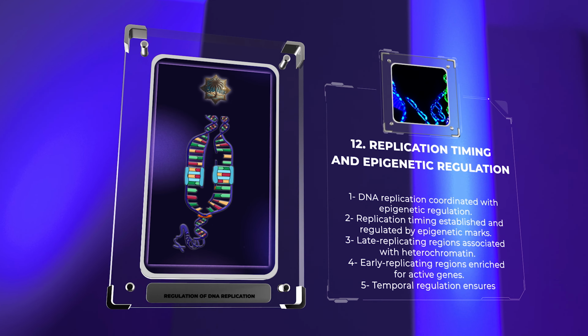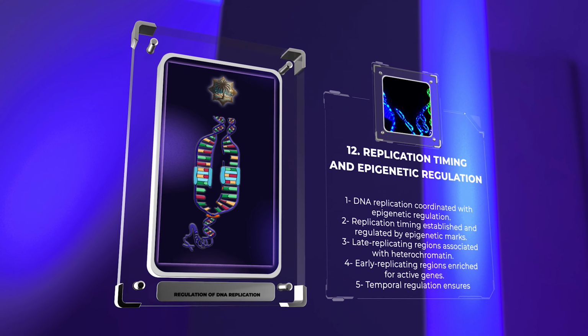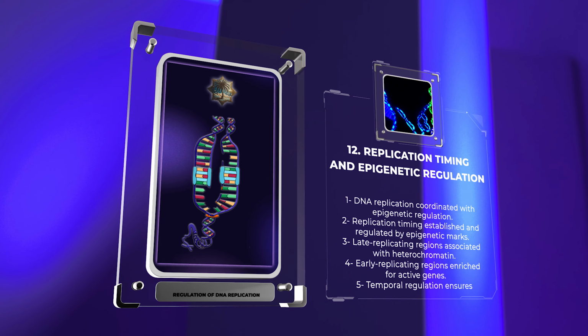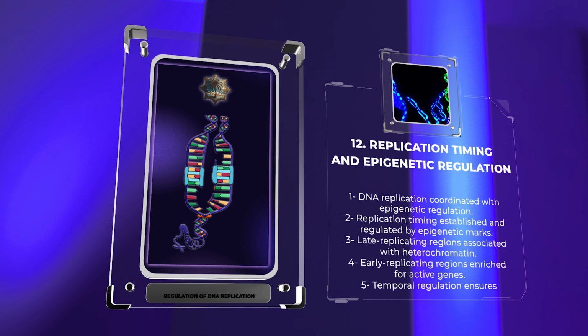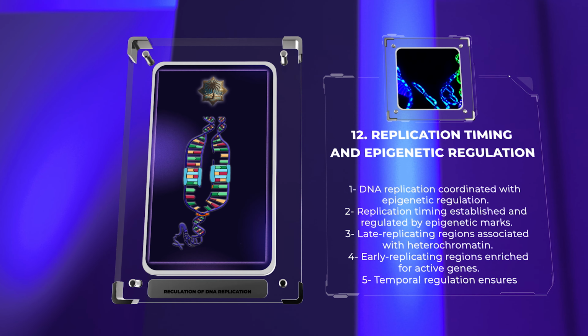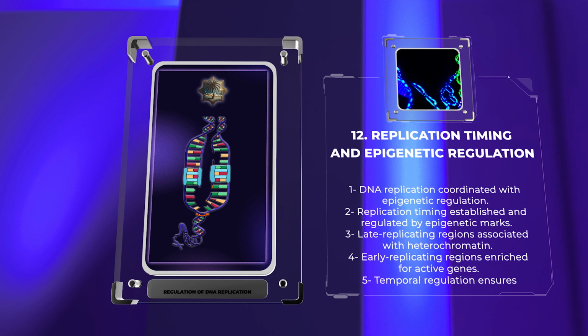Late replicating regions are often associated with heterochromatin and repressed gene expression, while early replicating regions are enriched for active genes and euchromatin. The precise temporal regulation of DNA replication ensures the proper coordination of replication with other cellular processes, such as transcription and cell division.